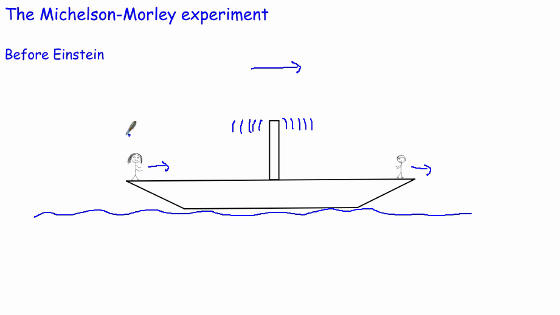And so therefore this person would hear the sound first, and this person would hear the sound second. And so simply by looking to see if there was a difference in the time, or whether one person heard the sound first or second, you could actually tell in which direction the boat was moving. And that's a little bit like, if we go back to here.